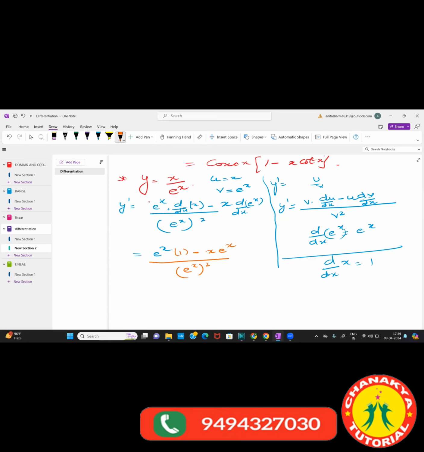Yeah, ma'am. Okay. Now you can take e to the power x common from the numerator. Then it will be 1 minus x. Now e to the power x whole square means e to the power x into e to the power x. So one e to the power x will cancel. Then your answer will be (1 minus x) upon e to the power x. This is the answer. Have you understood, Jaswant? Yeah, ma'am. Please note it down.